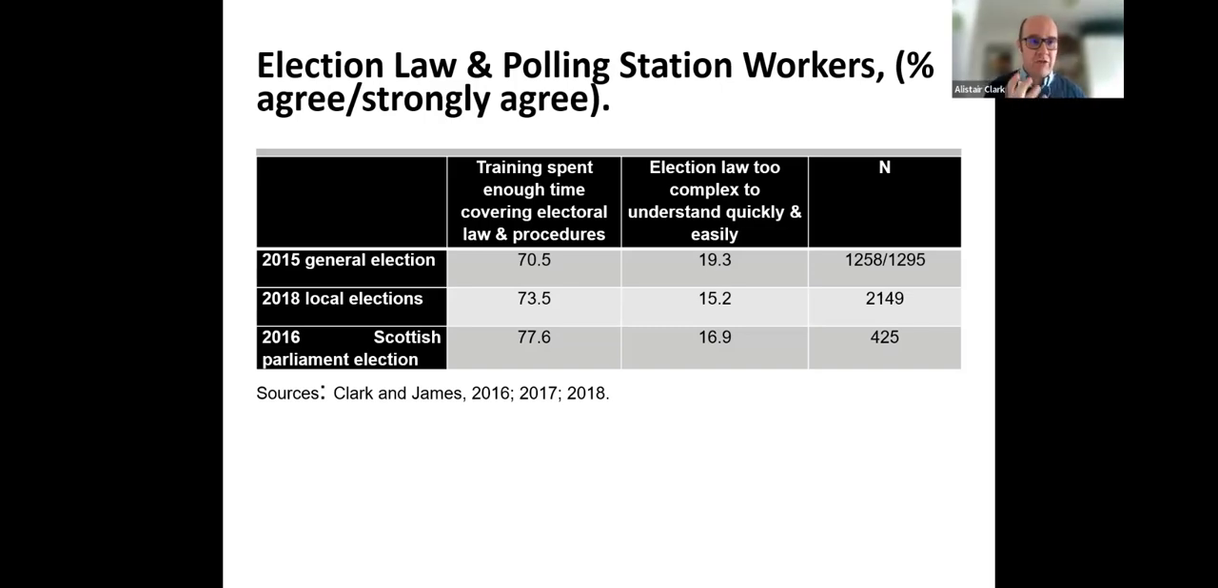Because there's already a degree of confusion. It may not be with all poll workers by any manner of means, but there is a degree of confusion out there as to electoral law. That's one of the broader problems with the UK elections, but I'll not dwell on that particular one here. Next slide, Toby.